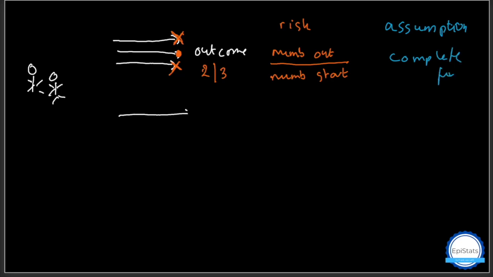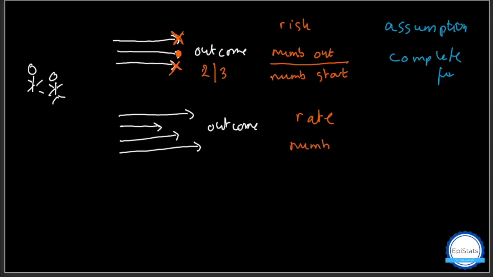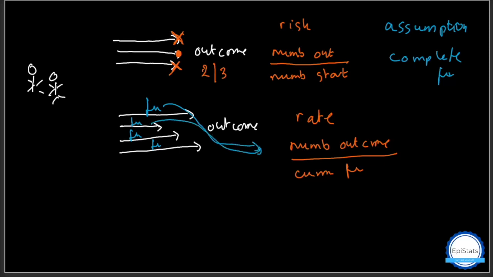This assumption is rather strong, especially in longer cohort studies, where it happens that people might drop out during the follow-up time and are therefore lost to observation of the outcome. In this situation, we can calculate a rate. We are still counting the number of outcomes, but now we use as a denominator the cumulative follow-up time. And this is calculated by adding all the follow-up time of each participant together in a cumulative measure of follow-up.